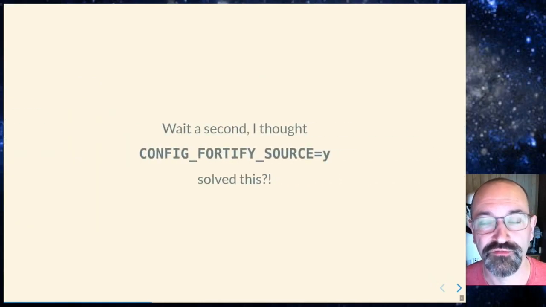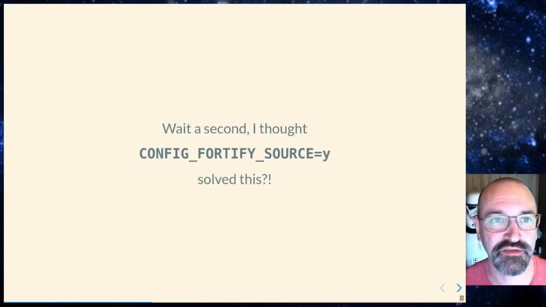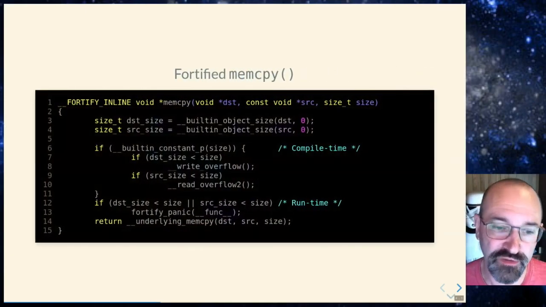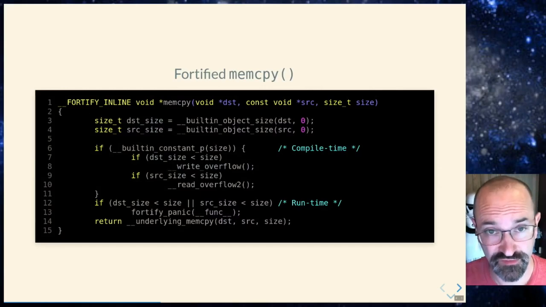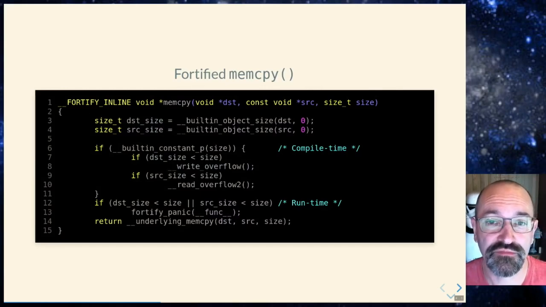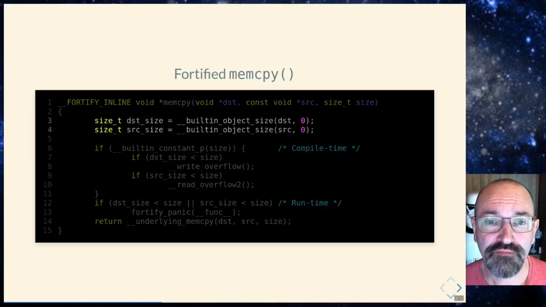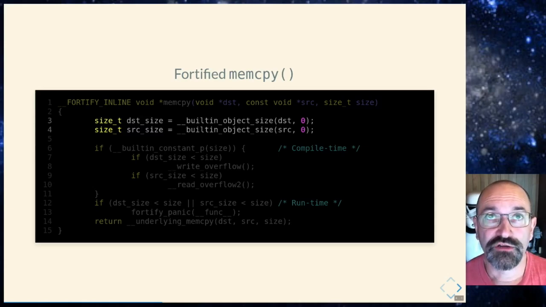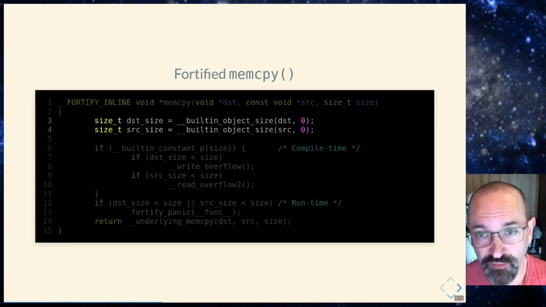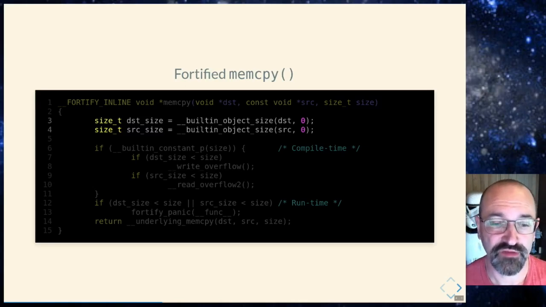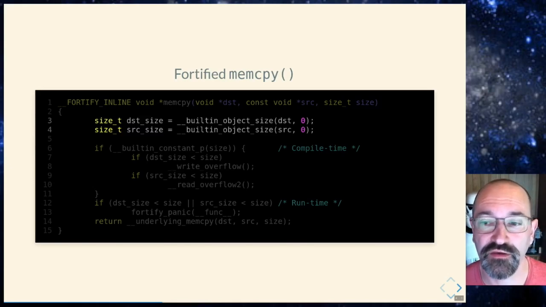Some of you might be thinking, hey, wait, I thought CONFIG_FORTIFY_SOURCE solved this. Don't we do bounds checking on these kinds of memcpys? And the answer is, yes, we do bounds checking. This is a simplified source code dump of the fortified memcpy. The simple answer is that the main workhorse of the fortify routines, both in the kernel and in user space, is the compiler's __builtin_object_size built-in, which analyzes the pointer that you give it and gives you a size back and says, hey, this is how many bytes you've got that you can write safely.